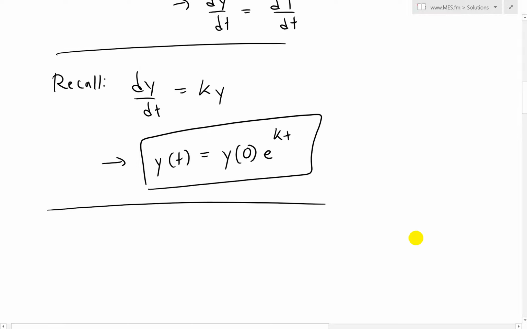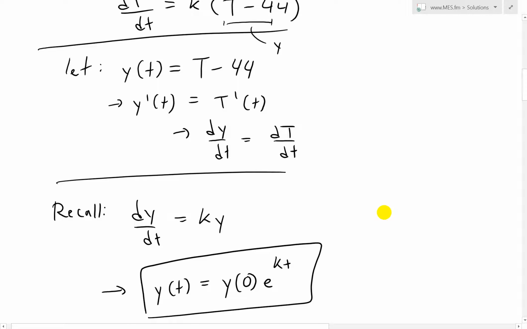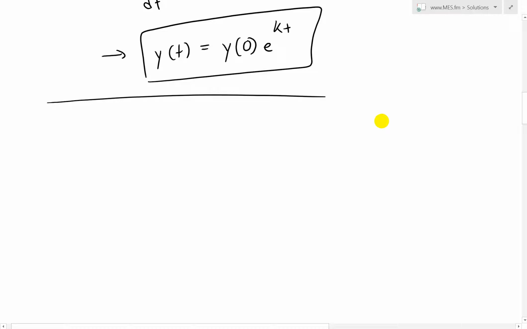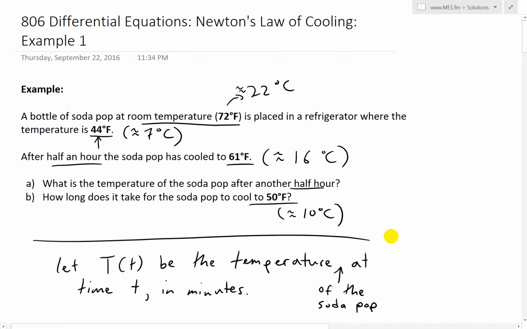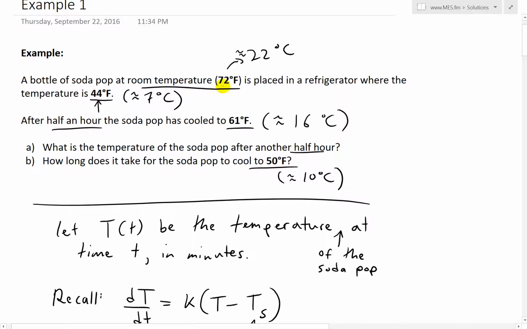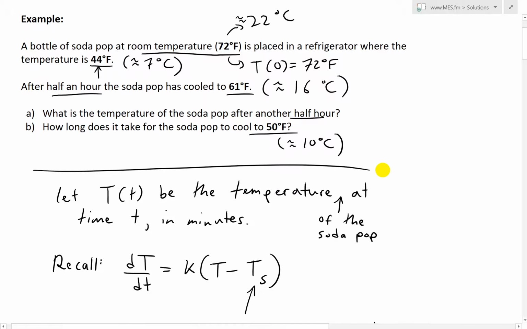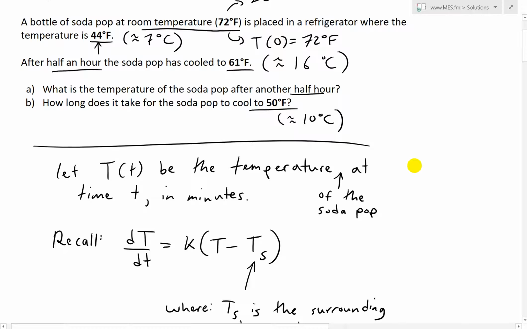Once we solve for this difference, then we can easily solve for the T function. We have to solve for this y of 0 and this k. Well, we already know what y of 0 is. The soda pop is at room temperature, 72. If it's at room temperature, we'll assume that's also the temperature. T of 0 is the initial temperature of the soda pop. So assume the room temperature is the same, because it's just assumed it's been there for a long time.